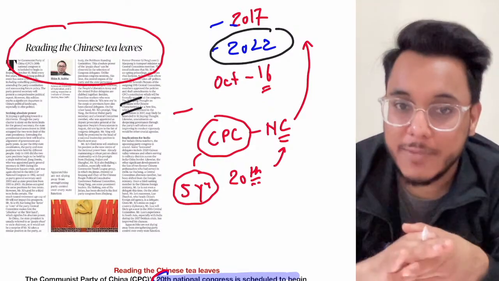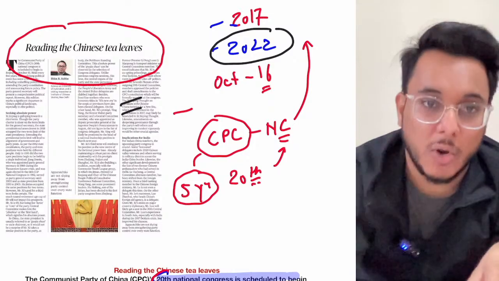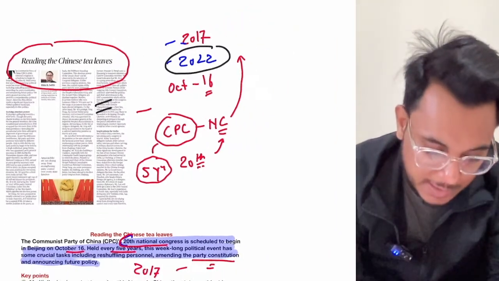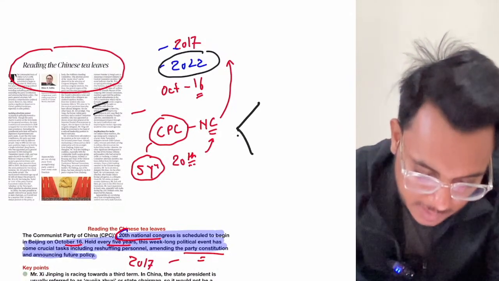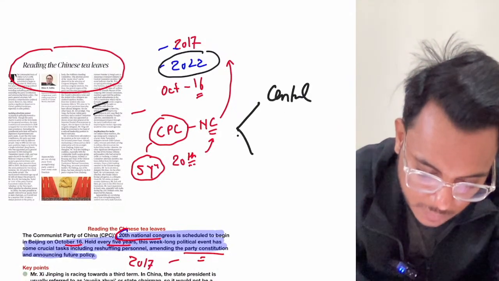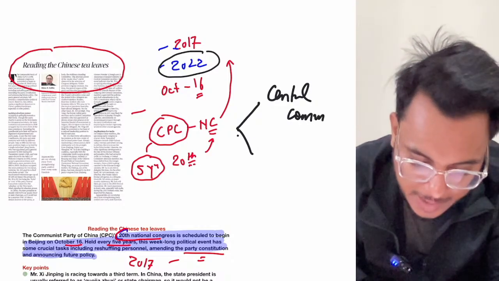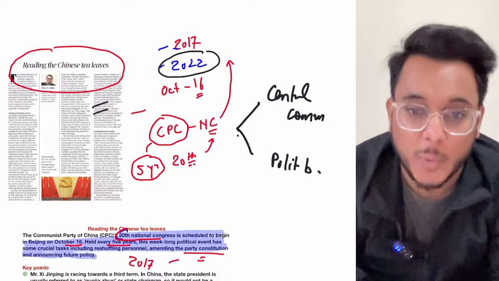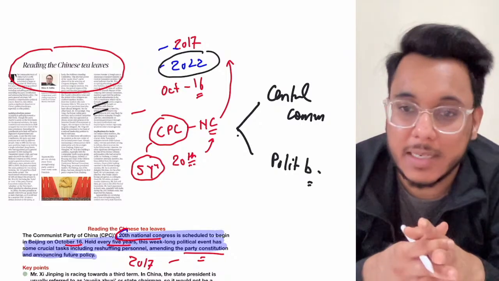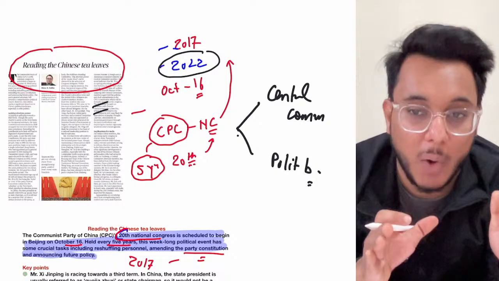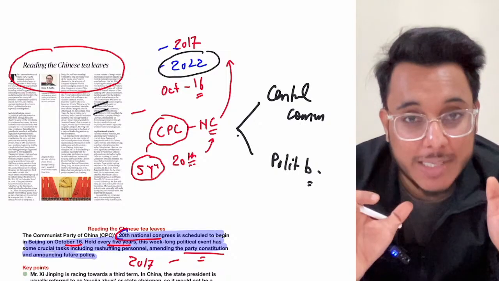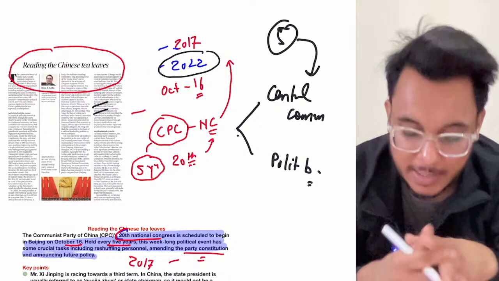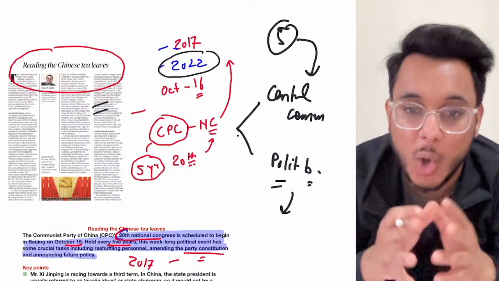Now when we talk about this National Congress, some very important decisions are taken. Basically this National Congress elects the Central Committee, as well as the Politburo. The Central Committee is a policy setting body. All the policies for China for the next 5 years will be set by the Central Committee. And then the next is the Politburo.